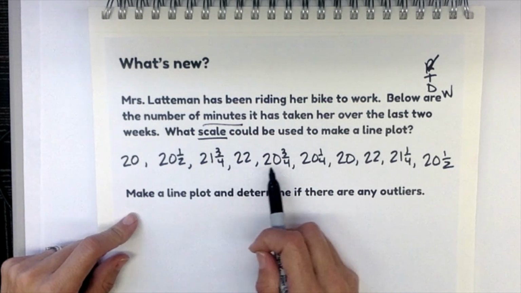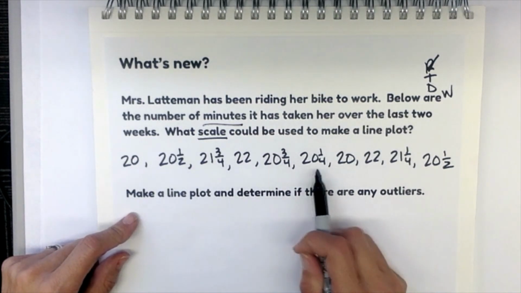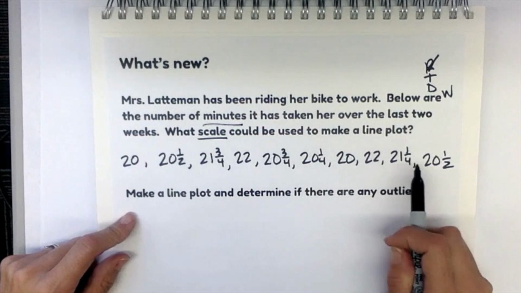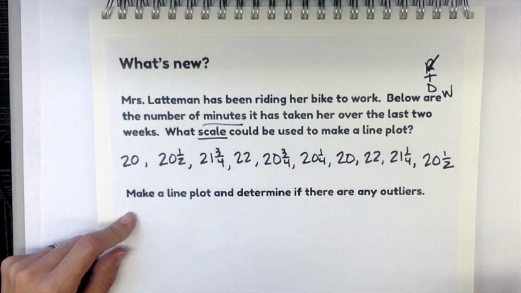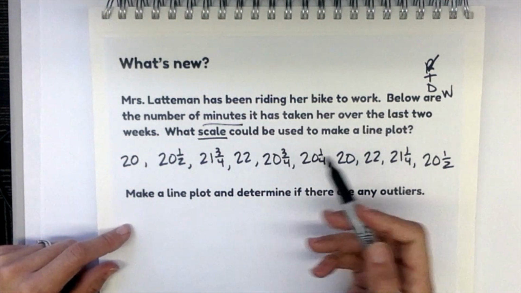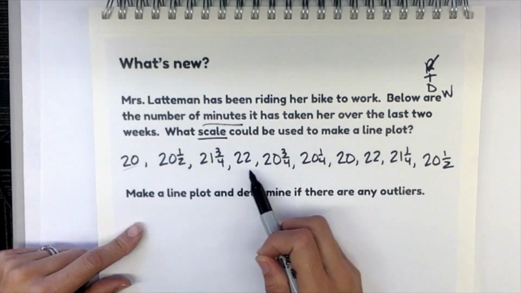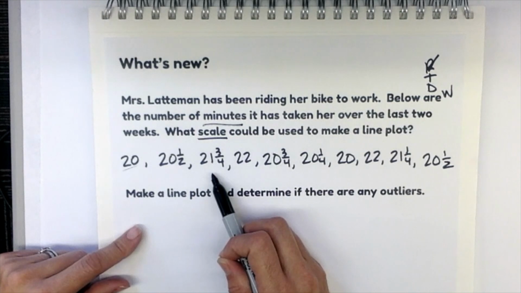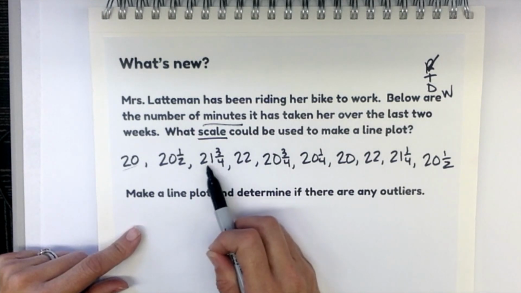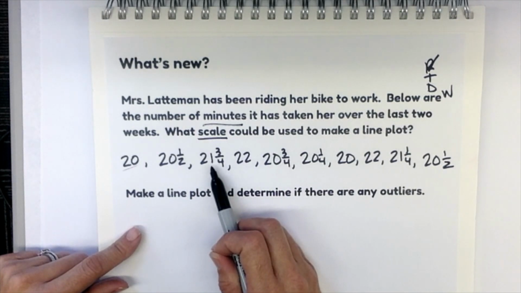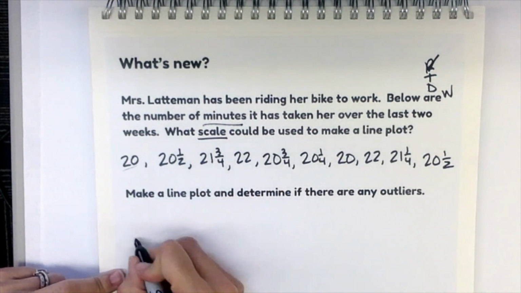21 and 3/4, 22, 20 and 3/4, 20 and a fourth, 20, 22, 21 and a fourth, and 20 and a half. So it looks like our smallest number might be 20. And it looks like our largest number, we got 21 and 3/4. It might be 21 and 3/4 looks like. Okay, so maybe we should make it 22.